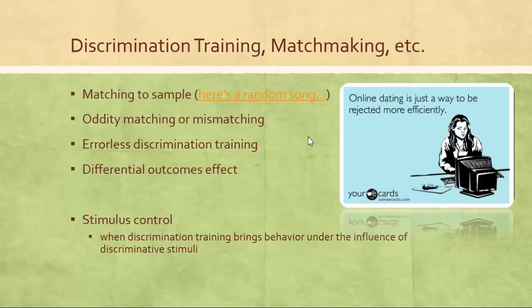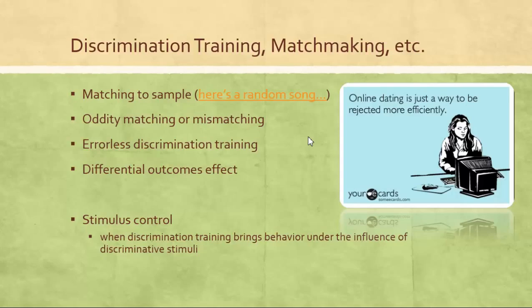Other studies have shown that birds and fish can discriminate between types of music. Pigeons can discriminate between paintings by Picasso and Monet. Sometimes discrimination training is used in language learning, especially among adults. For instance, it has been used to help Japanese people learn the English language, discriminating between the L sound and the R sound.